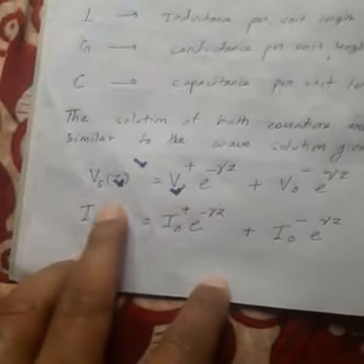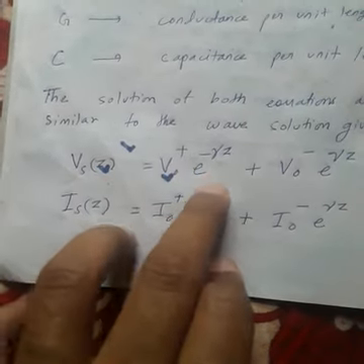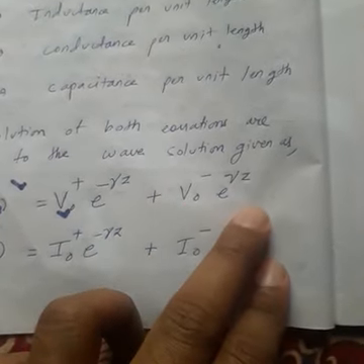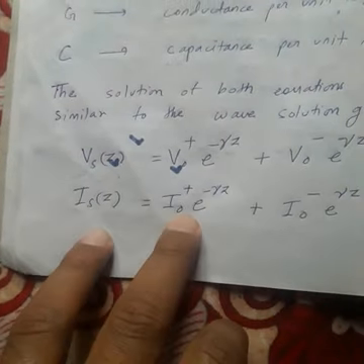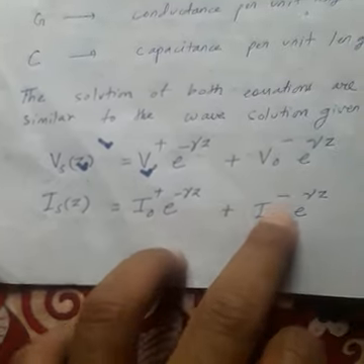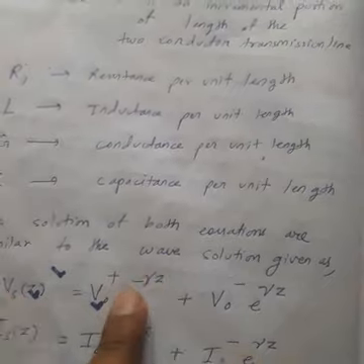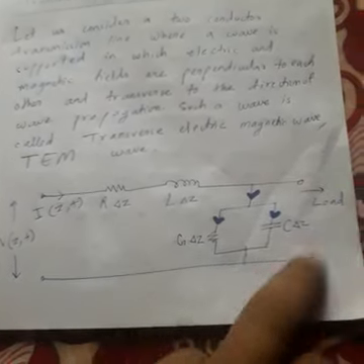The solution of these two equations is given by Vs of z, that means source voltage dependent on z, equal to V0 plus e to the power minus gamma z plus V0 minus e to the power gamma z. Similarly, Is of z equal to I0 plus e to the power minus gamma z plus I0 minus e to the power gamma z. So this is the modeling of the transmission line. In the transmission line, first you have to take a TEM wave, draw the circuit, then write the equations.